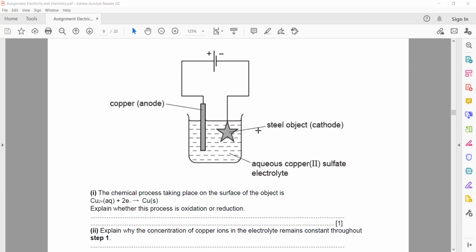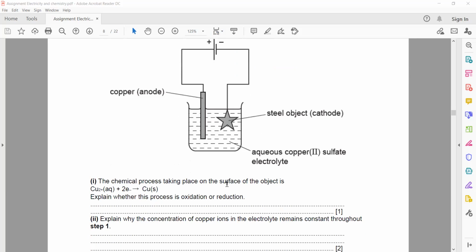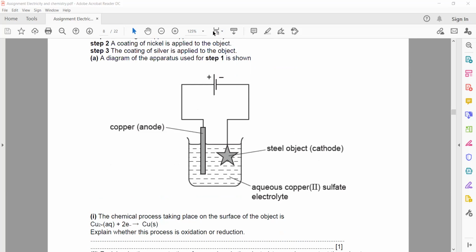The chemical process takes place on the surface of the object, because the copper ions move towards the object, take 2 electrons and change into copper atoms. Explain whether this process is oxidation or reduction. What is this process called? Reduction. And why is it reduction? Because it is a gain of electrons.